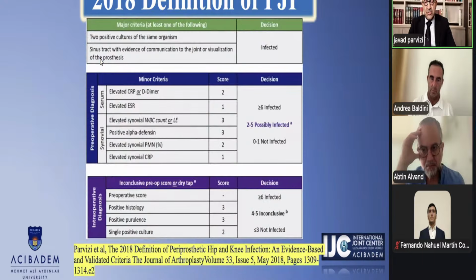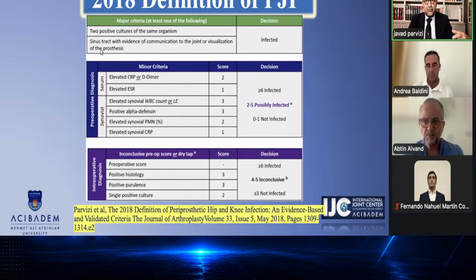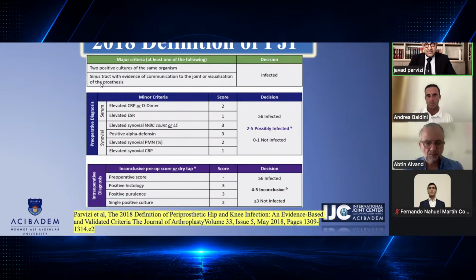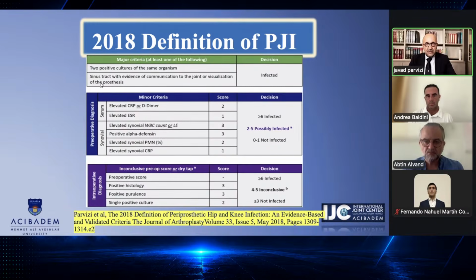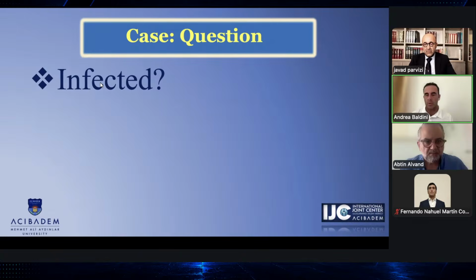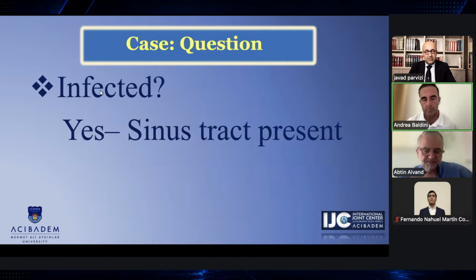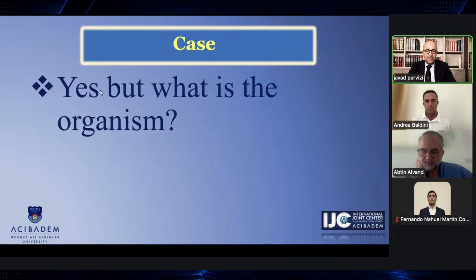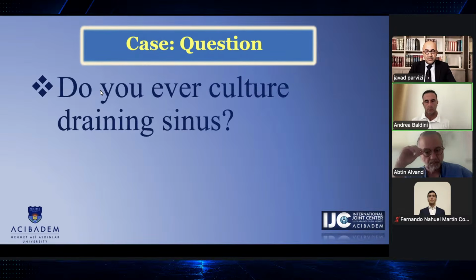The question is, is this patient infected? The answer is, it doesn't matter what diagnostic criteria you use, the presence of a sinus tract that communicates with the implant is indicative of infection. Do you agree, gentlemen? Yes, we do. 100%, yes. Okay. So yes, a sinus tract is present. So this patient is infected. You don't need a bone scan. You don't need anything else. This patient is infected. But we don't know what the organism is.